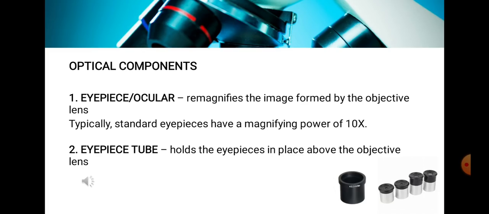The eyepiece tube is where the eyepieces are dropped in. Also, it connects the eyepieces to the objective lenses.